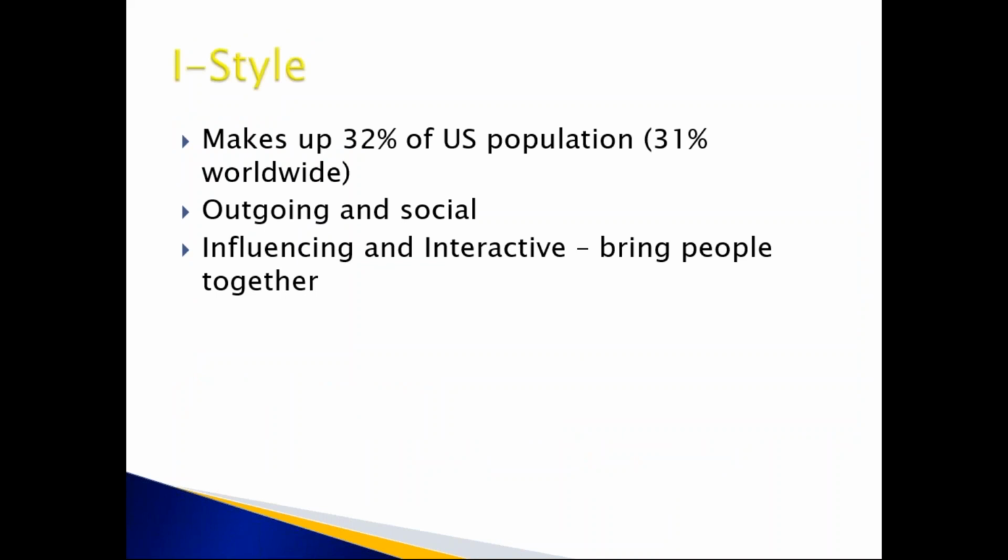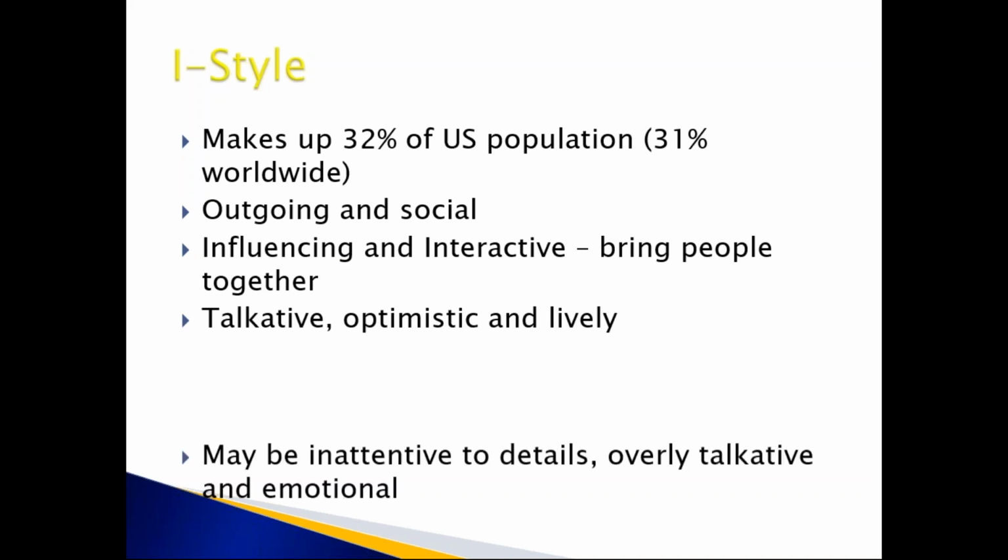All right, so some of the stats on the I side: it makes up 32% of the U.S. population. So you can see that's a bigger swath. And it's easy to see people that are outgoing, social, and we're going to talk about some subtle differences between the styles. But these are the people that are more influencing, interactive, bring people together. They like to have a group. They usually don't like to be on their own. Talkative, optimistic, and lively.